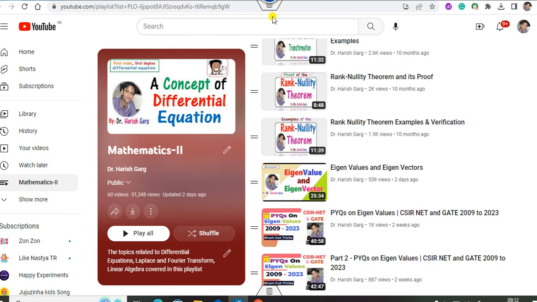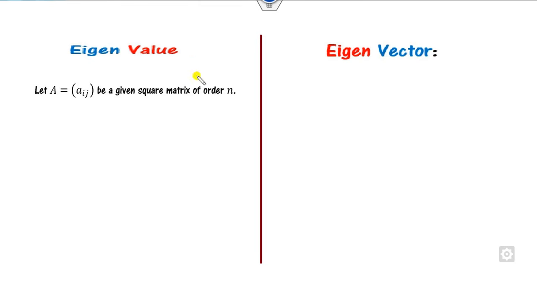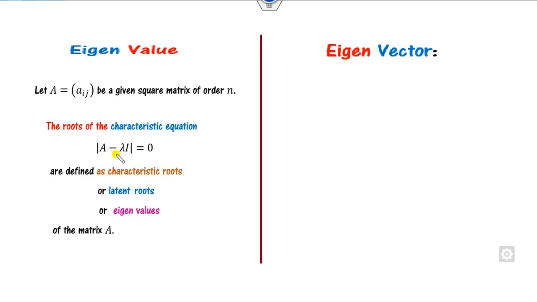What we have discussed so far, this is a playlist of Mathematics 2. We have discussed the concept of the eigenvalue and the eigenvectors as well as the geometrical meaning of these eigenvalues. I can quickly recall that if you have any square matrix of order n, then you can find the eigenvalue by finding the roots of this characteristic equation, A minus lambda I, where I is my identity matrix. The roots of this are called the characteristic roots, eigenvalues, or latent roots.